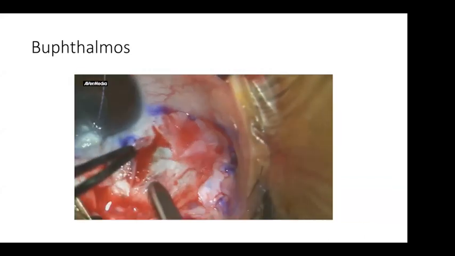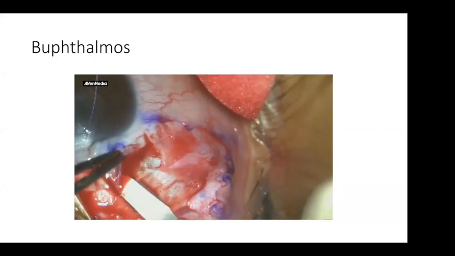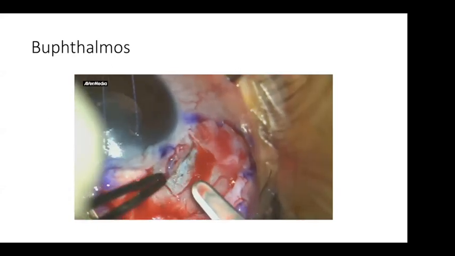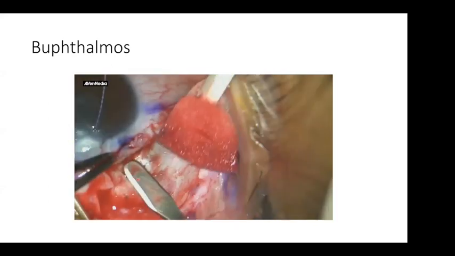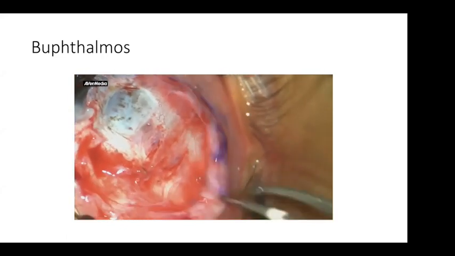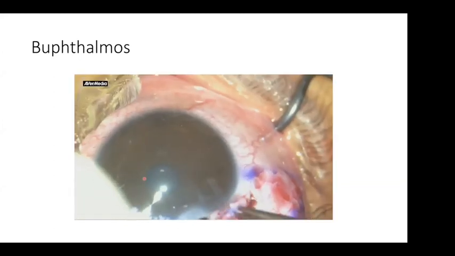I'm dissecting the scleral flap, and yes, you can expect that the sclera is thinned out, and you might need a scleral patch graft. It's okay. You are prepared with everything in case you need it. Again, there was no big problem with the priming of the valve. We do not inject too much.